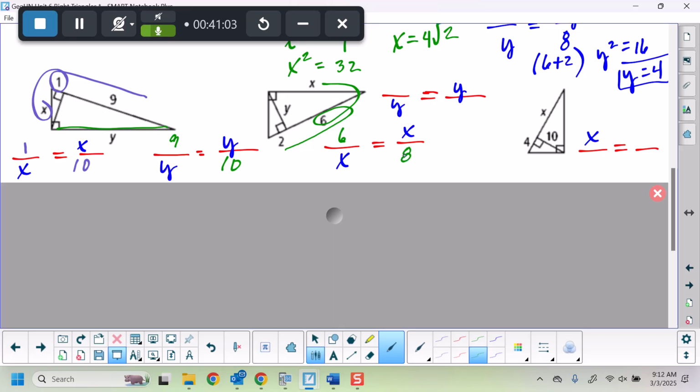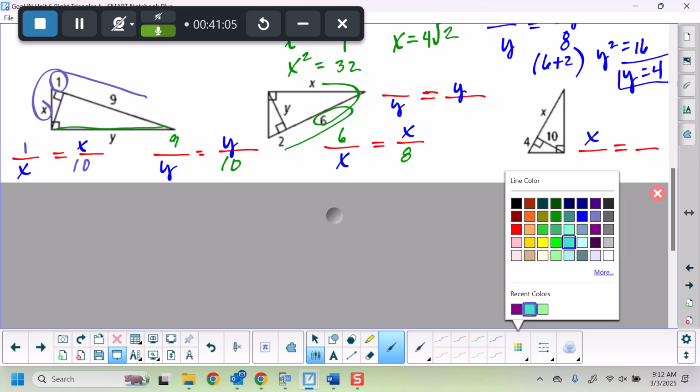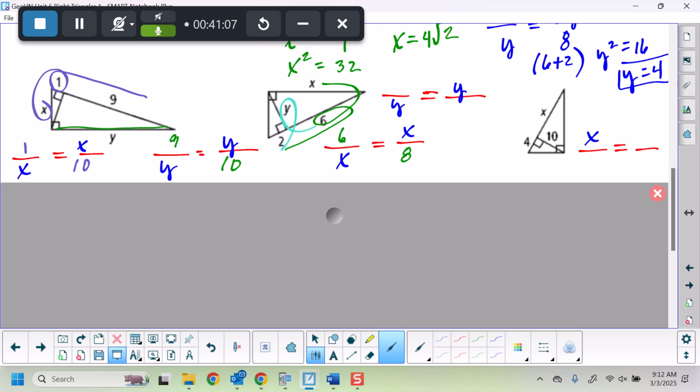Y is going to be the geometric mean. That's the one that's inside, and that's our easy loop-de-loop between the two pieces. Does it matter if you put the 6 on the top? No, because those are extremes that can be exchanged. So Molly's like, I put my 6 here and my 2 here, is that okay? Yes. Because these extremes can be exchanged. Think about your cross products, they're both going to be the same.